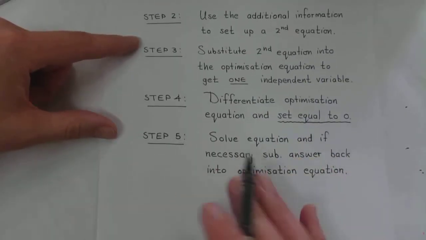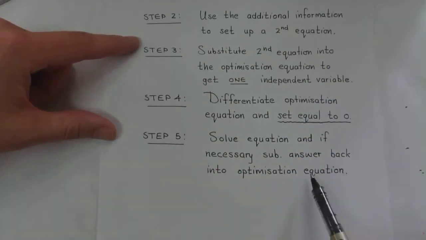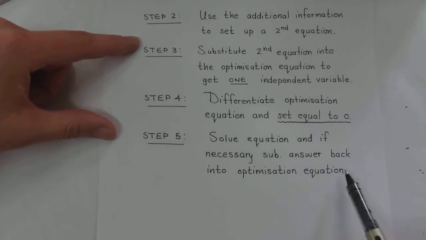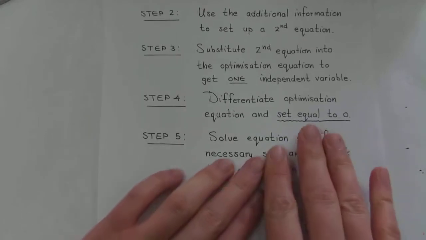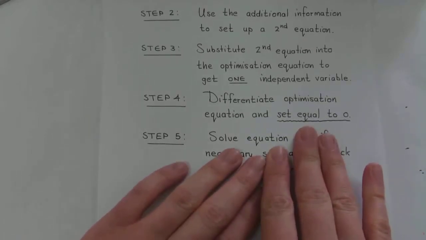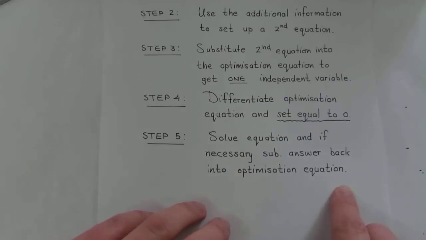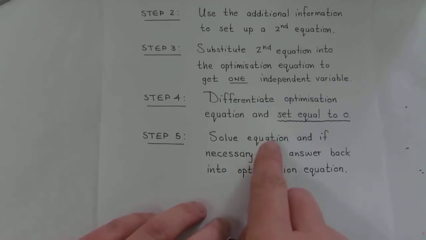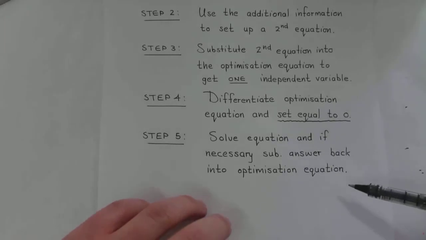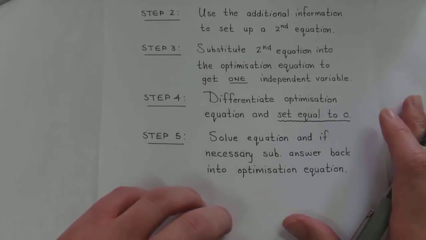Why? It depends on the question. If the question just says, for which dimensions do I have a maximum volume, you can stop there. You don't need to do the sub back. Okay, so you just solve the equation. But if they don't ask for which dimensions do I have a maximum volume, if they actually ask you for the maximum volume, then whatever value you get there, you will need to sub it back in order to get that maximum volume. So we're going to do some past paper problems using these steps, and hopefully then you'll see how these steps work.